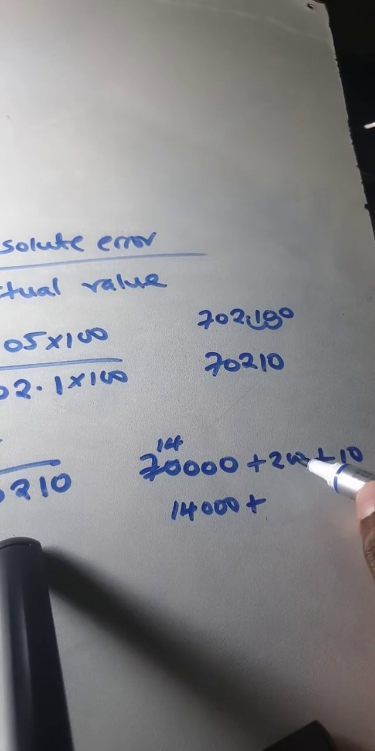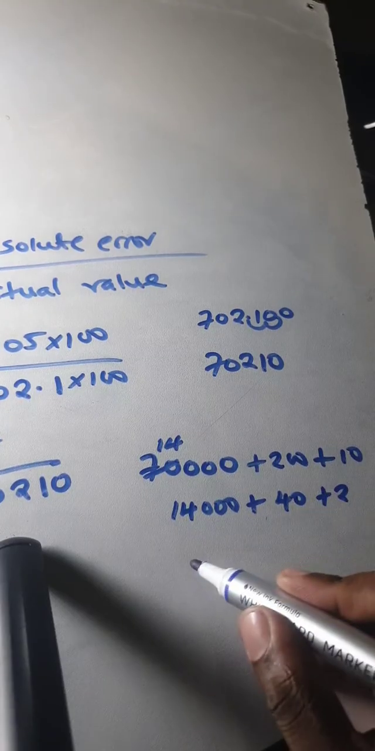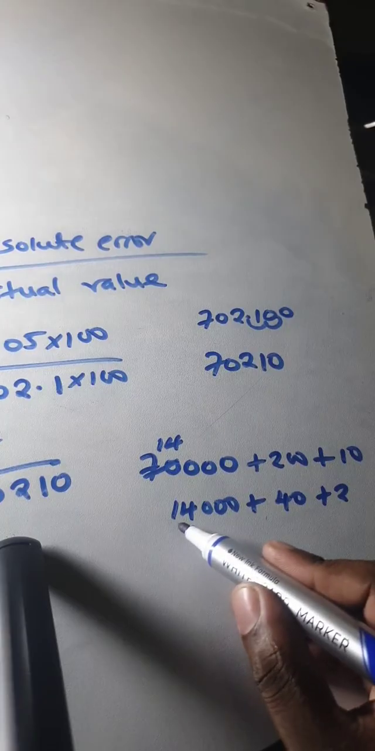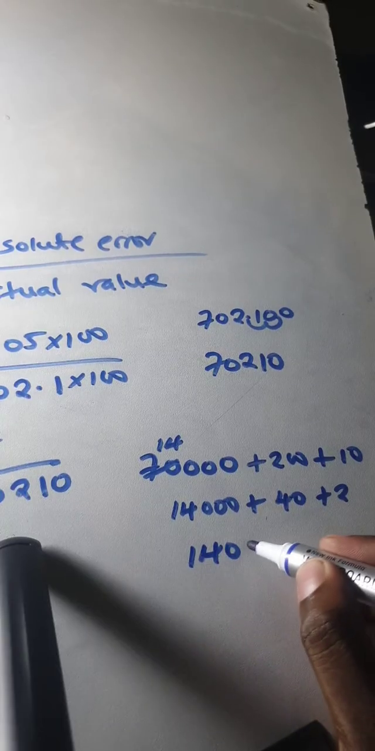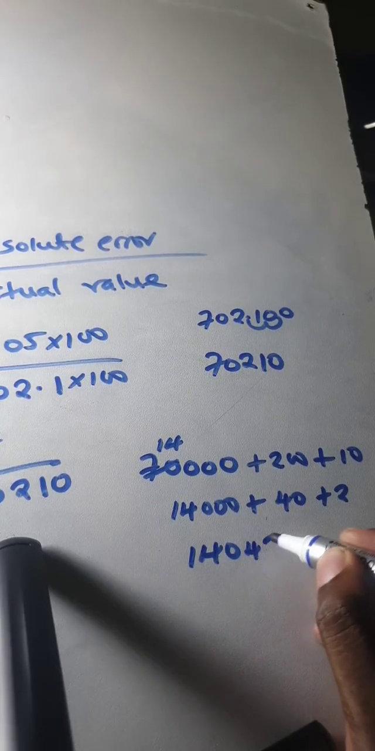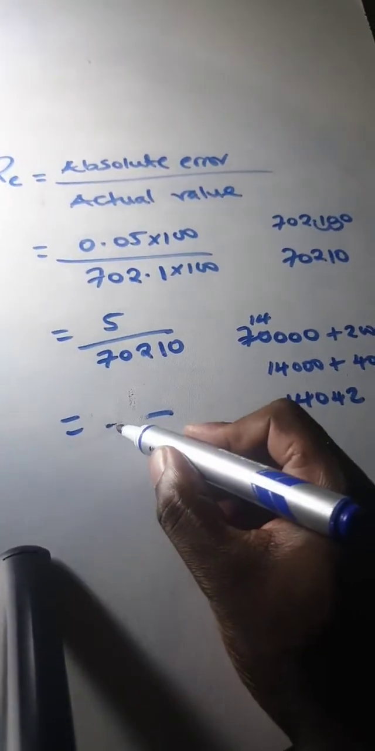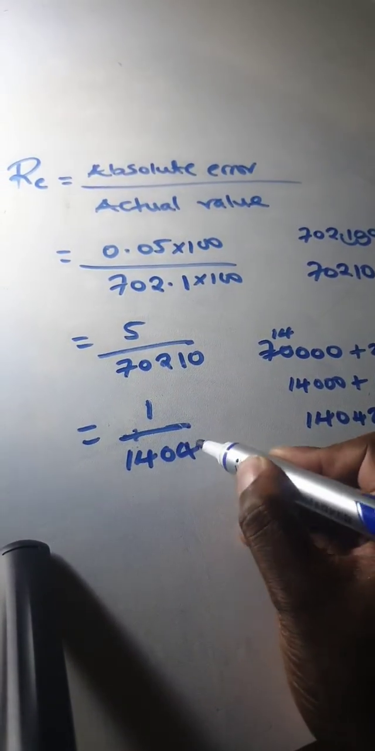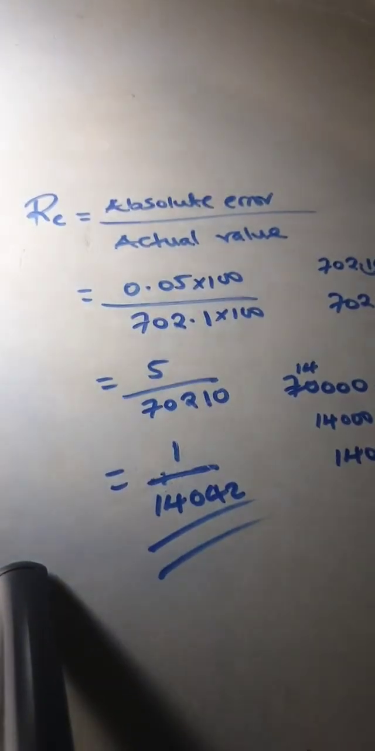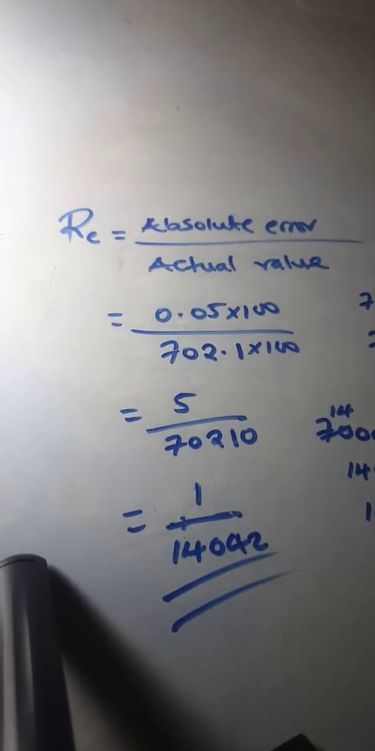Plus, what about 5 into 200? It's 40. 5 into 10 is 2. So what we are going to have now is 14,000 plus 40 plus 2. It is 14,042. So that's the figure we'll bring down here. So we say 1 over 14,042 like this. This is paper 1. Calculators are not allowed. So that's about that.